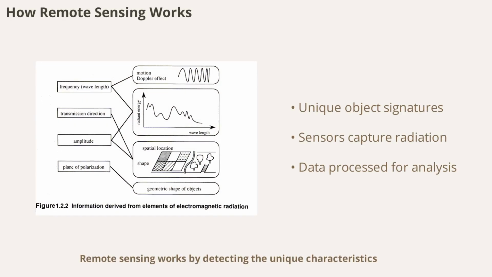Remote sensing works by detecting the unique characteristics of electromagnetic radiation reflected or emitted by objects. Each object has its own signature, depending on its material and environmental conditions. Sensors capture the radiation in different bands, and the data is then processed either automatically by computers or manually by experts. The processed information is used in various fields such as agriculture, forestry, geology, hydrology, and meteorology. This process allows us to monitor changes, assess resources, and make informed decisions without direct contact with the target area.